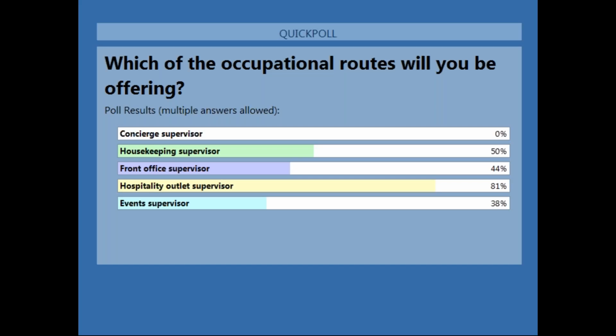Okay. As you can see from the results, 81% of you chose hospitality outlet supervisor, and that was followed by 50% for housekeeping.